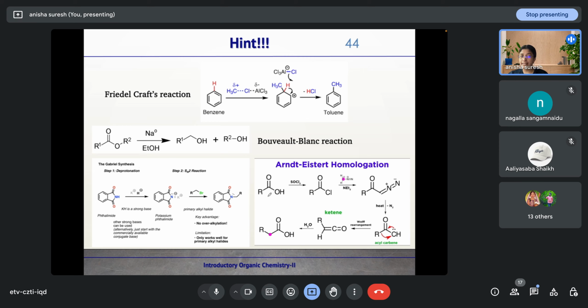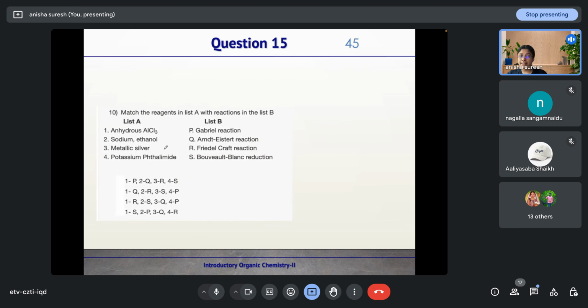And coming to the Arndt-Eistert homologation. So we have an acid, it is treated with SOCl2, we will get the acyl chloride, and then it is treated with diazomethane. So we will get this intermediate. Now N2 elimination will take place, and we will get this carbene. It can undergo a Wolff rearrangement, and it will give this ketene. And then upon addition of water, we will get this homologated product. One carbon extra will be coming. Okay.